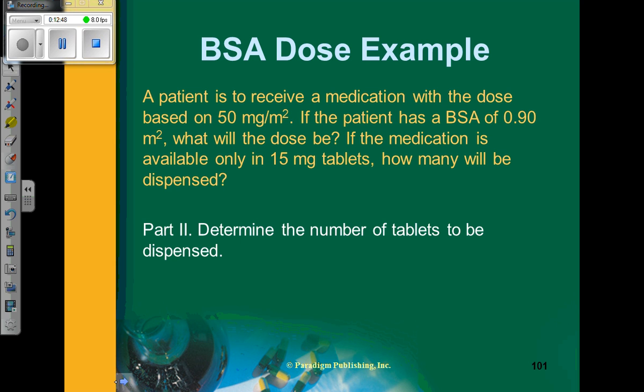Next, you want to determine the number of tablets to be dispensed. So we know we have a dose of 45 milligrams per one, and we need to find how many tablets. It is available in 15 milligram tablets, and that would be always per 1 tablet. So cross multiply. 15 times x would be 15. It always goes on the bottom because you multiplied it by x. 45 times 1 would be 45. 45 divided by 15 would give you 3 tablets.